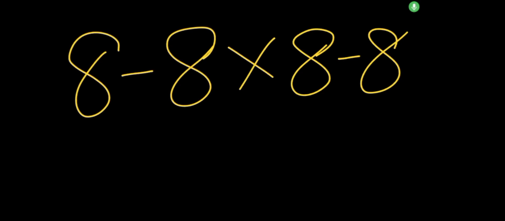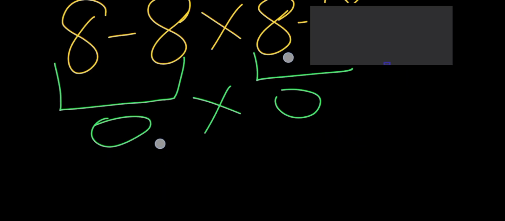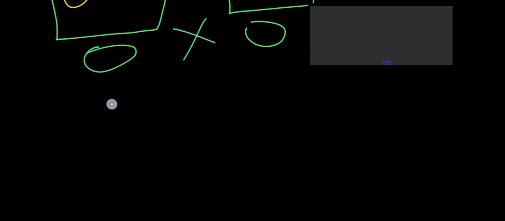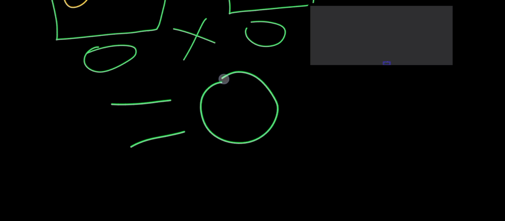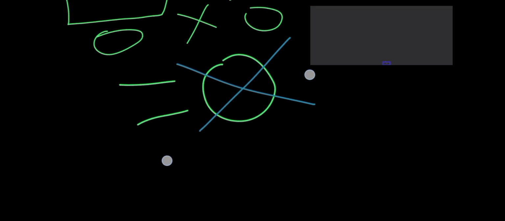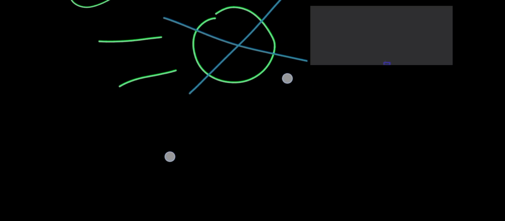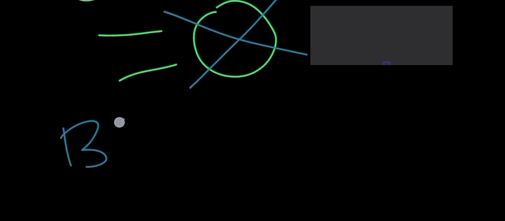Here's why a lot of people think the answer is 0. They say 8 minus 8, which is 0, times 8 minus 8, which is 0, and 0 times 0 equals 0. But this answer is 100% wrong because you did not follow the order of operations, using BODMAS.